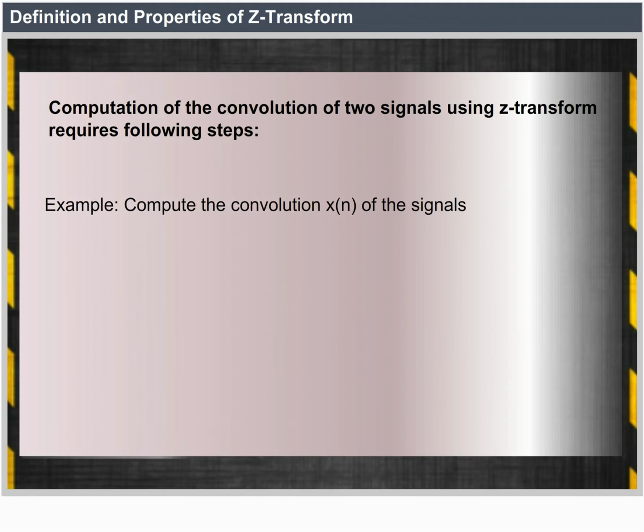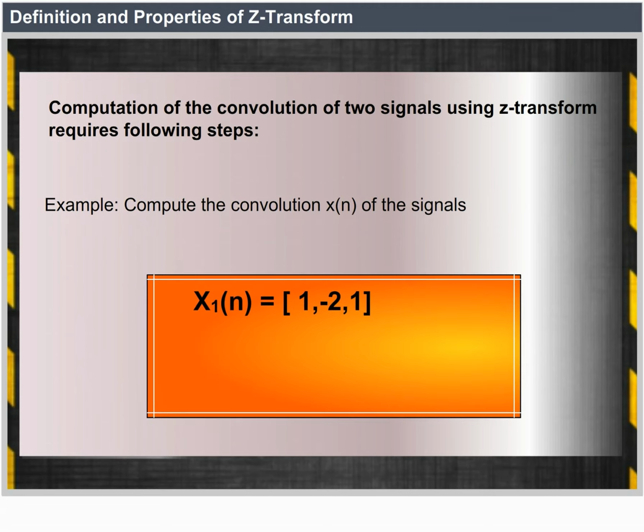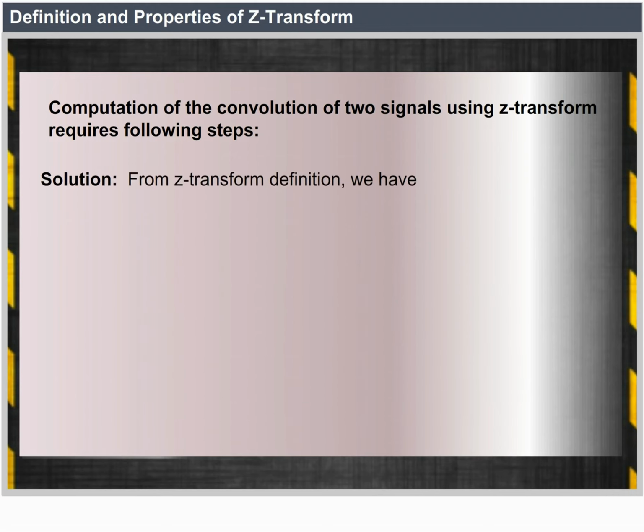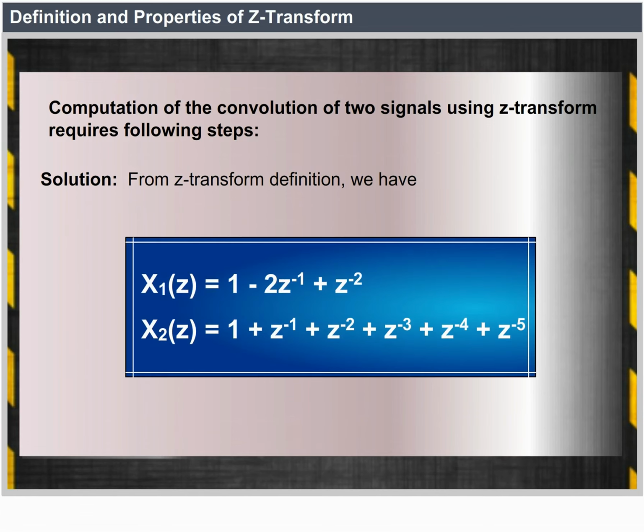Example. Compute the convolution x of n of the signals x1 of n equal to 1, minus 2, 1, and x2 of n equal to 1 when 0 less than or equal to n less than or equal to 5 and 0 elsewhere. Solution. From the Z transform definition we have X1 of z equal to 1 minus 2 into z power minus 1 plus z power minus 2. X2 of z equal to 1 plus z power minus 1 plus z power minus 2 plus z power minus 3 plus z power minus 4 plus z power minus 5.